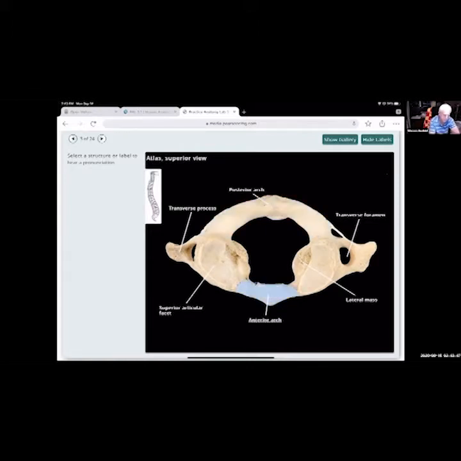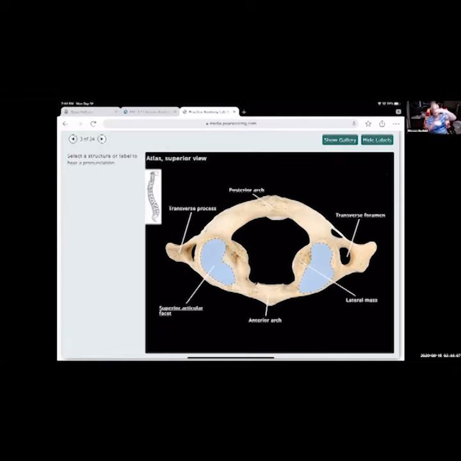Okay, you have your lateral mass to the side, and you have a transverse foramen, which is an opening on the side of the vertebrae. Then you have a superior articular facet. That's where the next vertebrae fits in.